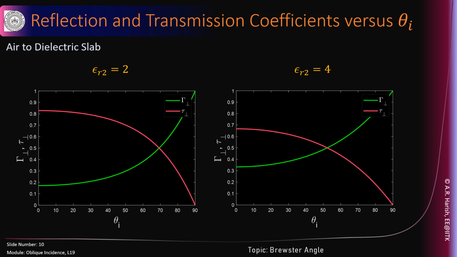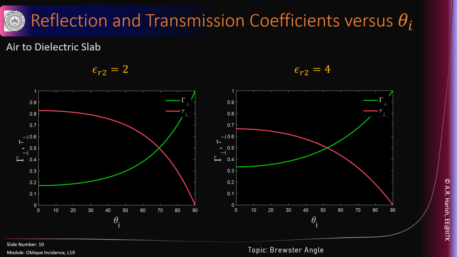If you plot the reflection transmission coefficient as a function of incident angle theta I for perpendicular polarization when the wave is incident from air to dielectric slab for two different values of permittivities, epsilon r2 equal to 2 and 4, I get these two curves.